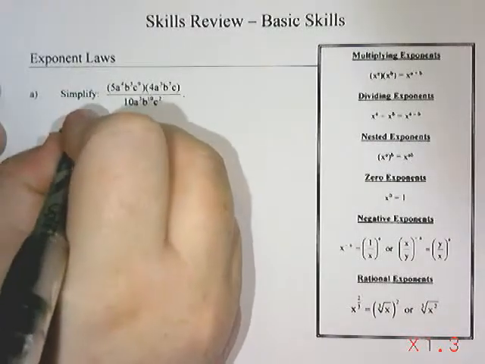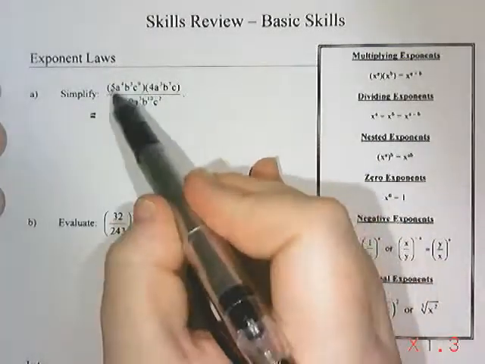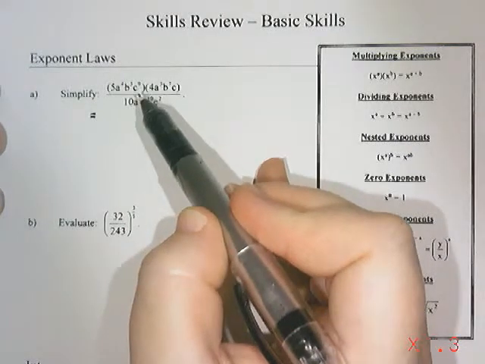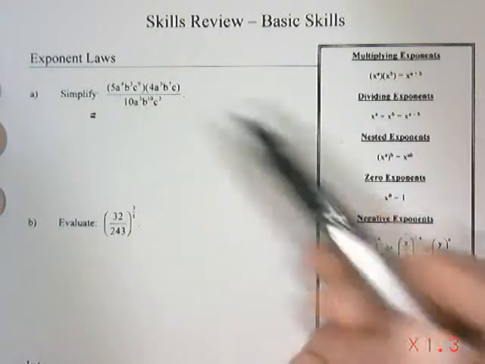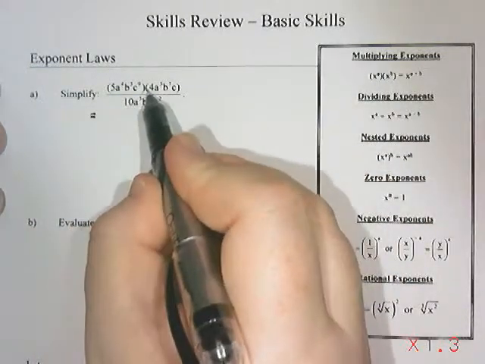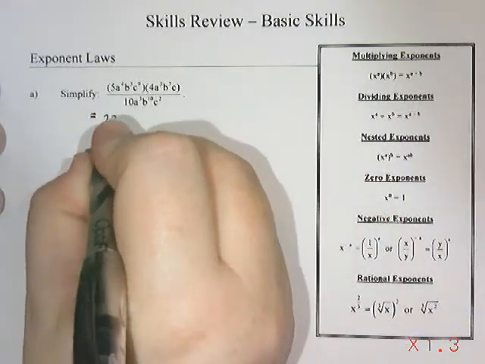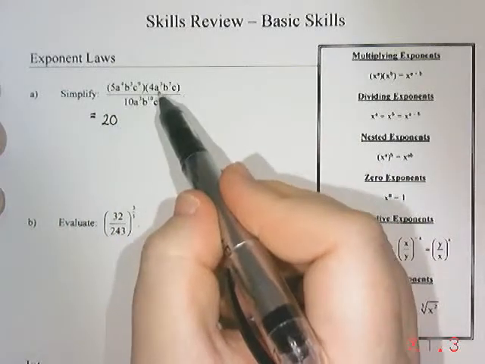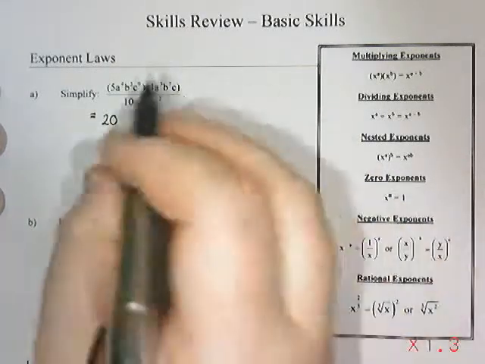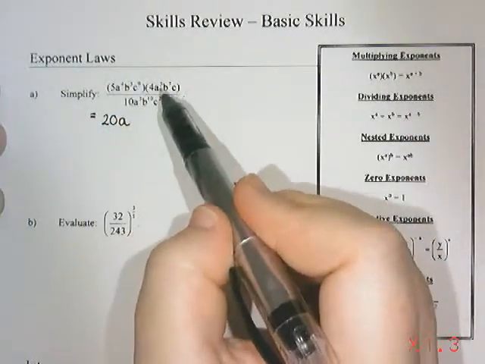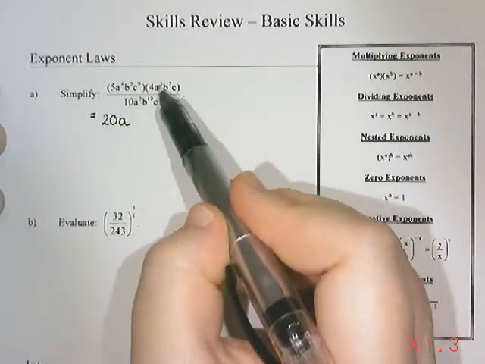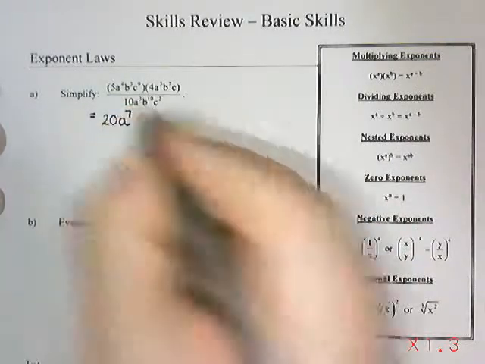So if I want to multiply these together, coefficients, you just multiply normally, right? They're not the same base, 5 and 4, so I just multiply them together. So 5 times 4 is 20. Now I have an a to the 4 and an a to the 3. They have the same base, so I'm going to add those two exponents together. That's what you do when you multiply. So 4 plus 3 is going to give me 7.